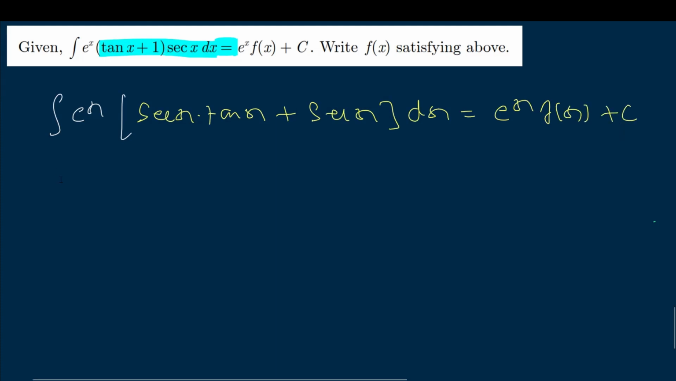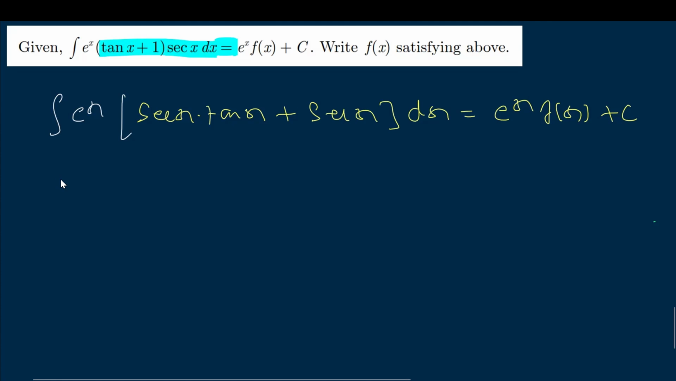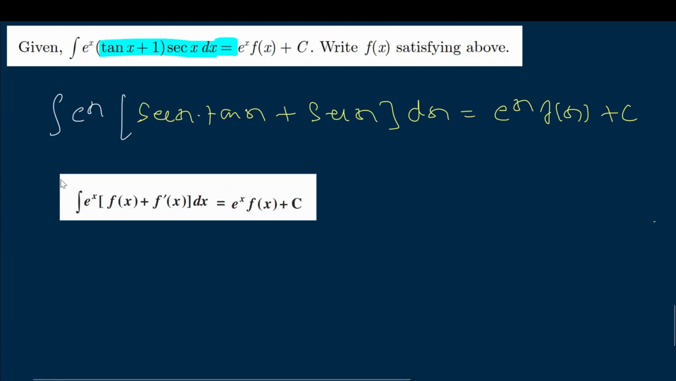Now here we are going to apply this relation, that is what we know from this: the integration of e raised to the power x, f(x) plus f'(x), dx can be written as e raised to the power x f(x) plus c. So this is what we are going to do in this case.